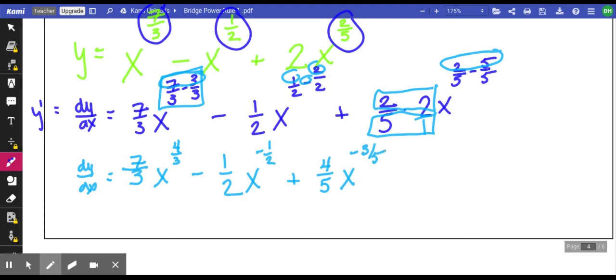Now, these are all multiple choice questions, so based off your answer, you might be done, but they're probably going to rewrite it in terms of roots and fractions. So let's clean this up even further. So the calculus is done. Now we're just cleaning it up.